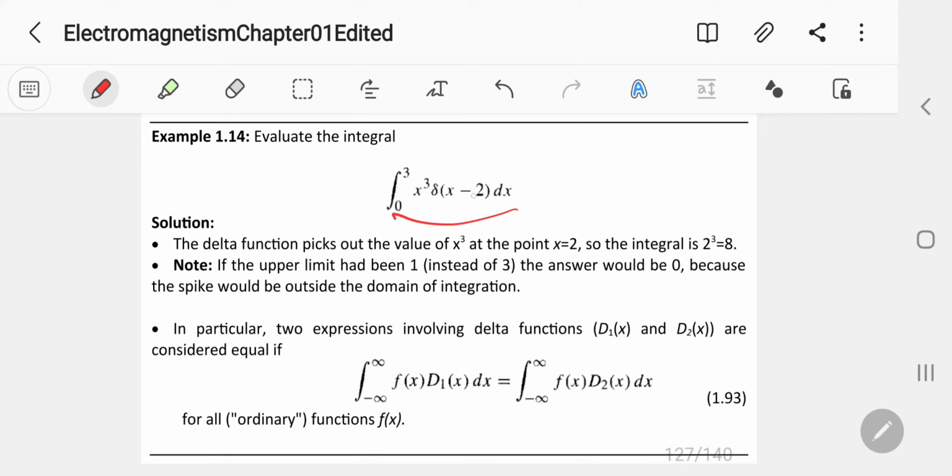So this a is equal to 2, and 2 is between 0 and 3, so this must have a value. If 2 is not included in the limit, then everything would be 0. So in this case, this is your f of x, and this is supposed to be equal to f of a, and your a is equal to 2, so this is 2 cubed, so this is supposed to be 8.